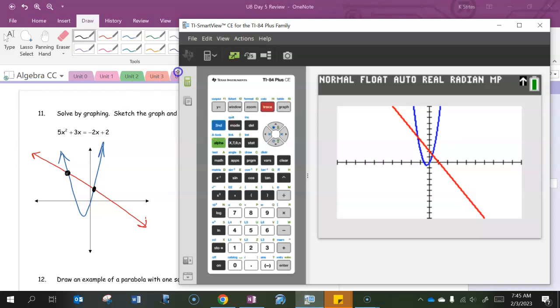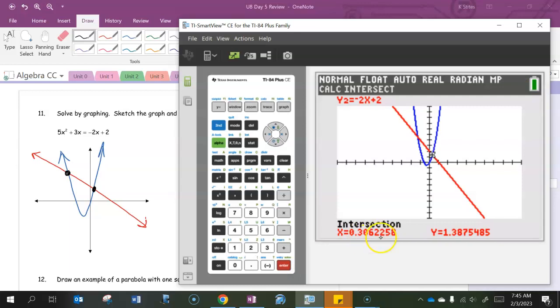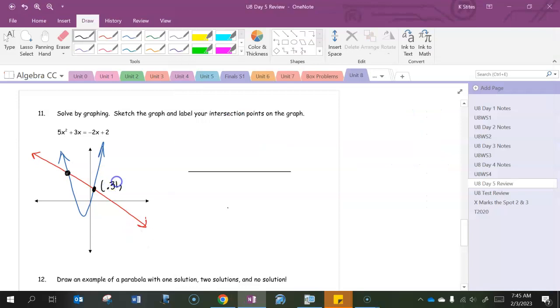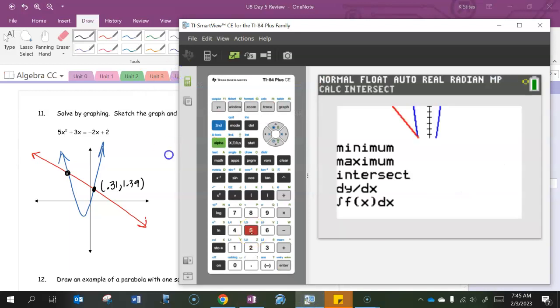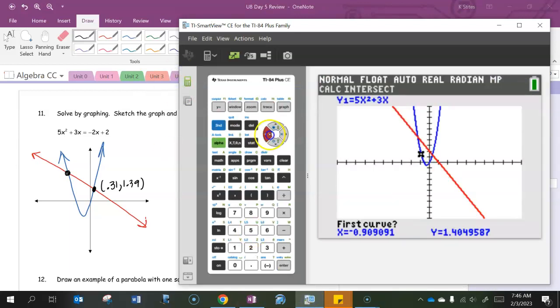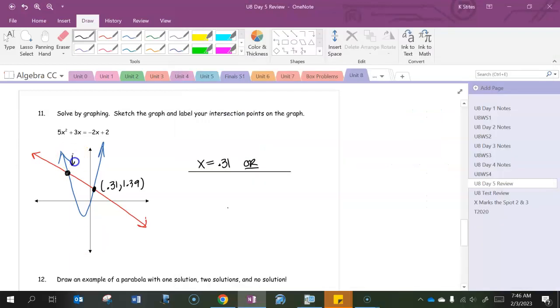All right, I'm going to go second trace 5. Enter, enter, enter. So my first intersection is at 0.31, 1.39. Okay, and so that means x is 0.31. Okay, going to find the other one. Enter, enter, enter. This is at -1.31, 4.61. And that means x is also -1.31.